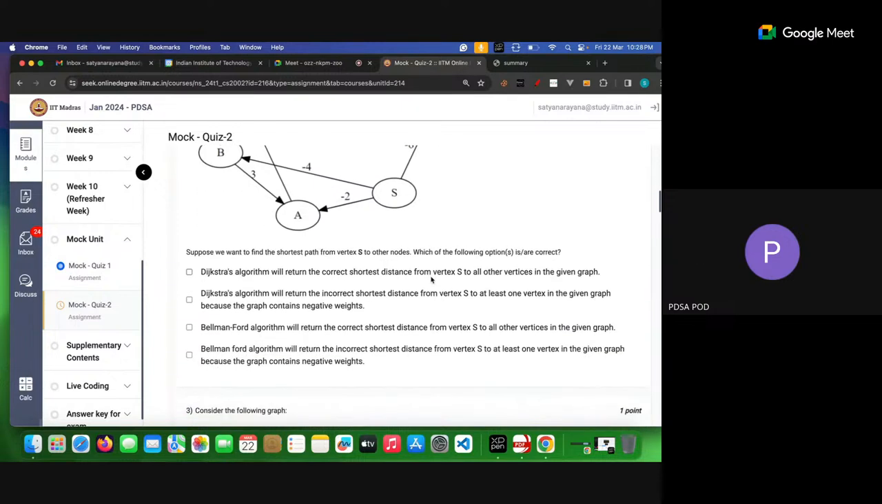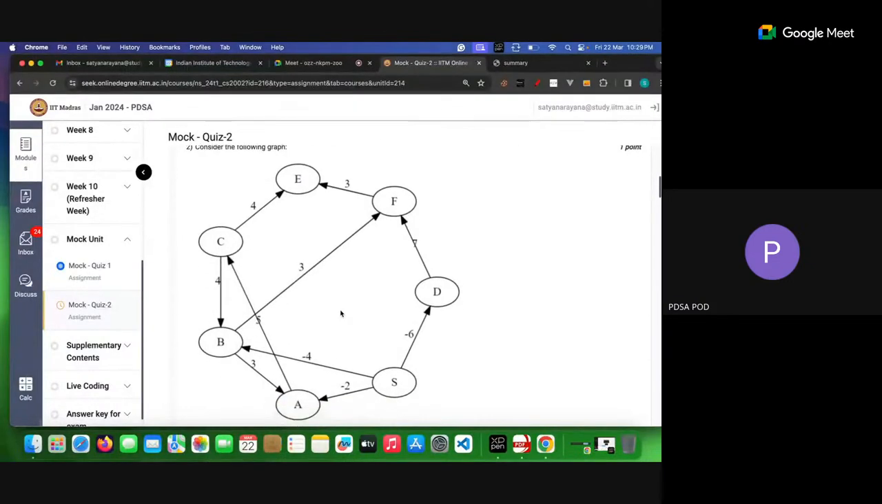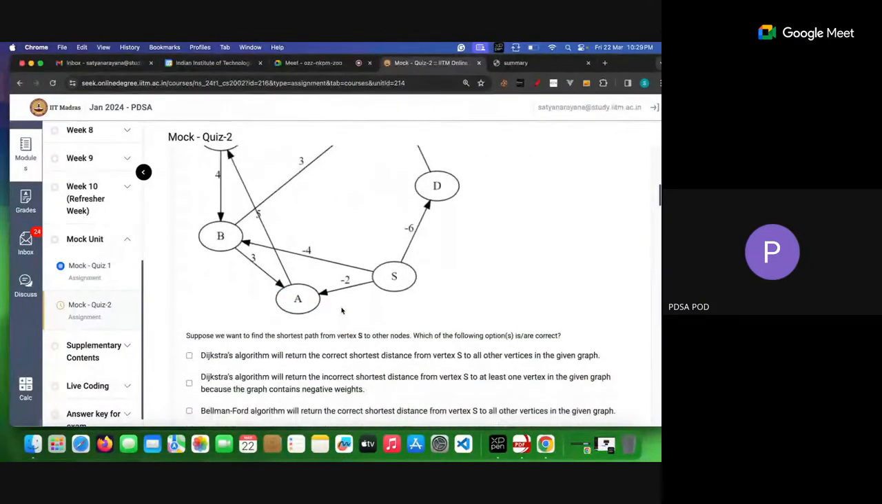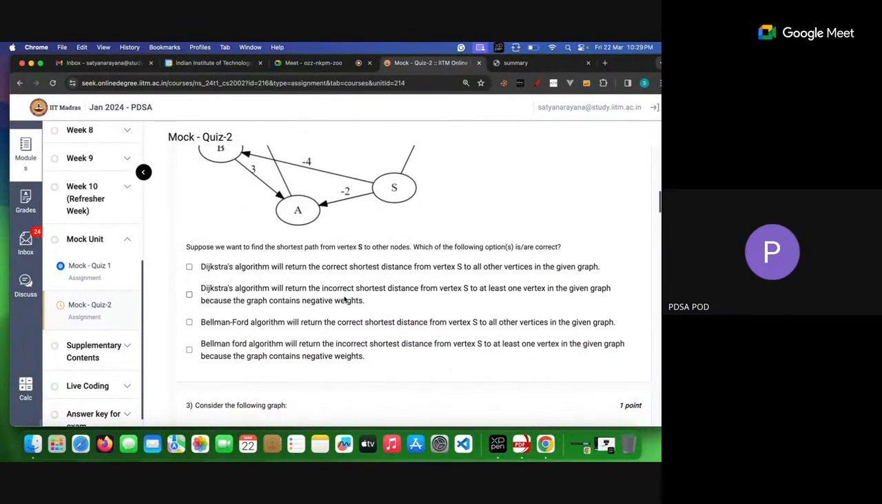So here, Bellman-Ford will return the correct shortest path from the source vertex to all others. Yes, correct. Dijkstra's algorithm will return an incorrect shortest path to at least one vertex in the given graph because it contains negative weights. Maybe you get incorrect results. Bellman-Ford incorrect results, we don't get. Bellman-Ford will return the correct result from S to other vertices even when negative weights are there.